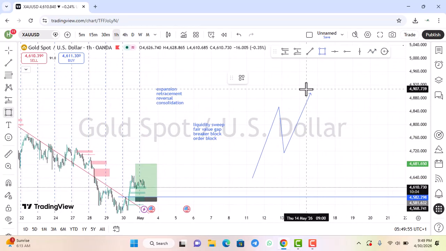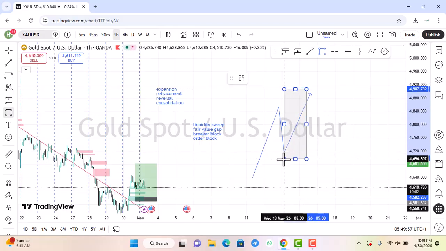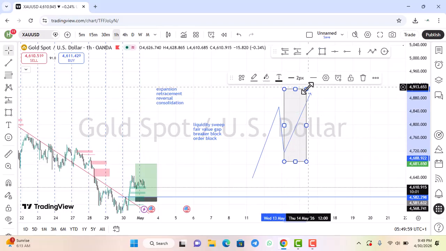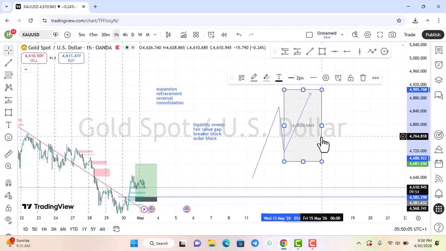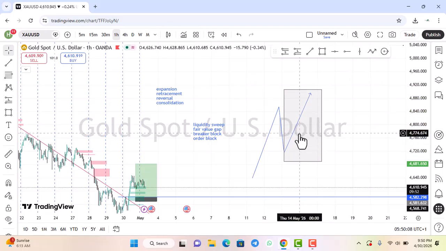Let me use my arrow to cover it. So this is what we call retracement. This arrow that I covered with a rectangle or with this box is what we call retracement, right?